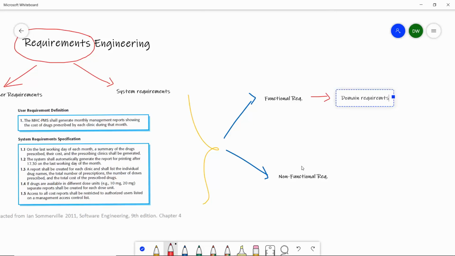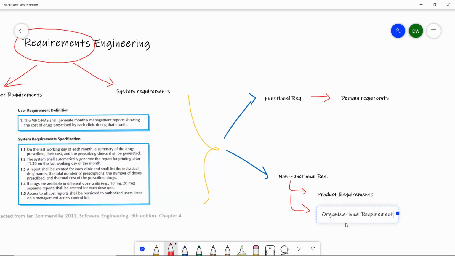Here, these non-functional requirements can be categorized into three other requirements named product requirements, organizational requirements, and the last one is external requirements.